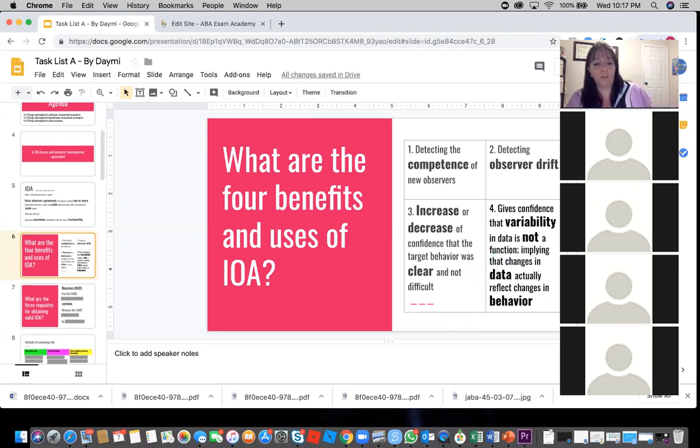Okay, so now that we went through all those fill in the blanks, let's read it. Someone volunteer to read number 1. Detecting the competence of new observers. Perfect. Number 2. Detecting observer drift. Number 3. Increase or decrease of confidence that the target behavior was clear and not difficult. Number 4. Gives confidence that variability in data is not a function, implying that changes in data actually reflect changes in behavior. Good. Because we were kind of stuck on all those fill in the blanks, I wanted to go through it smoothly, so that we can hopefully, cross our fingers, pass this exam.